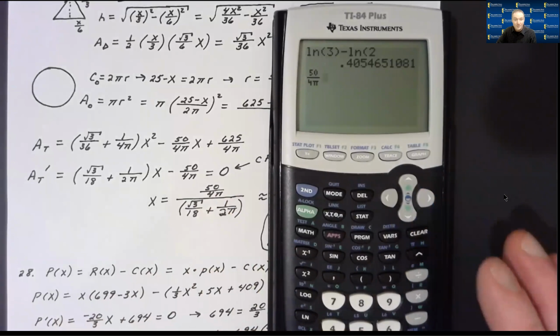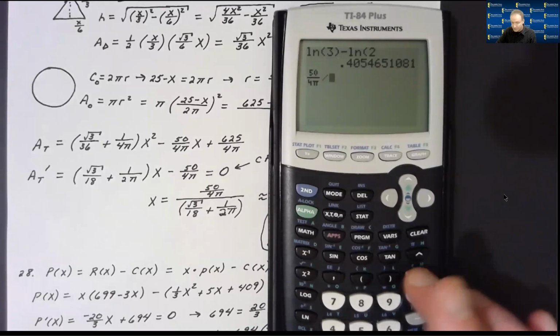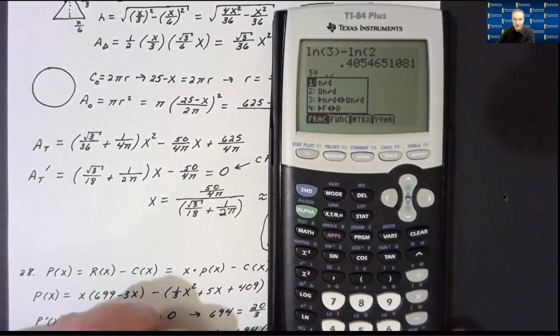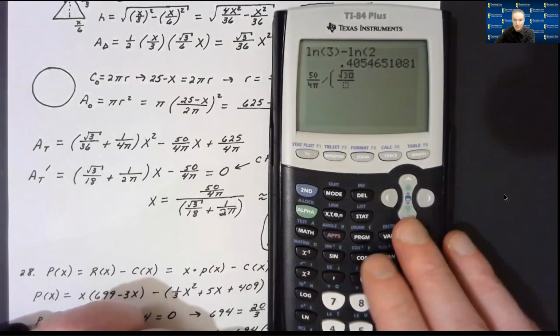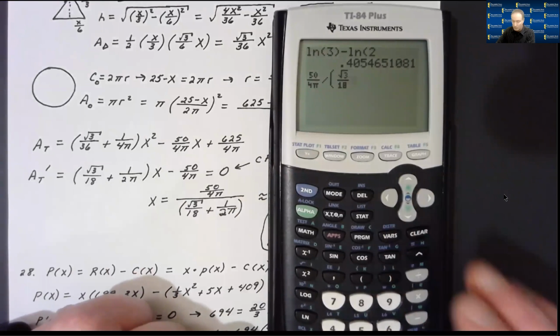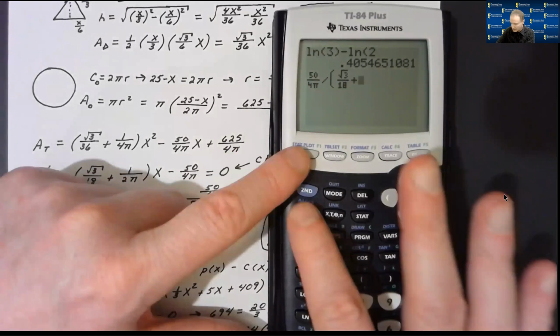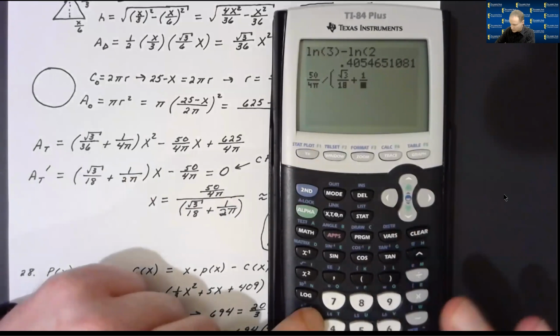And then we're saying that entire fraction divided by the group, and I'll do fraction again here. We have the square root of 3, and that's over 18, plus 1 over 2 pi. So plus, and again, I'll use fraction, 1 over 2 pi.